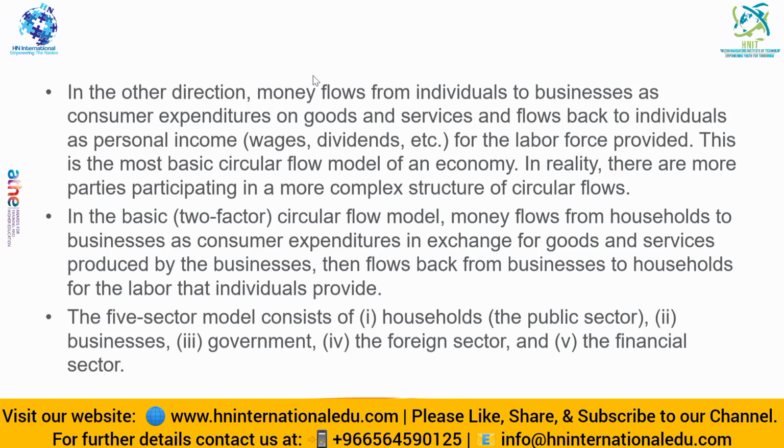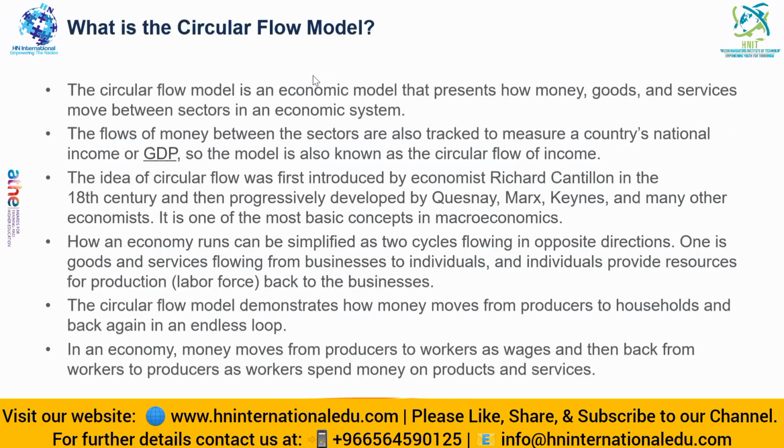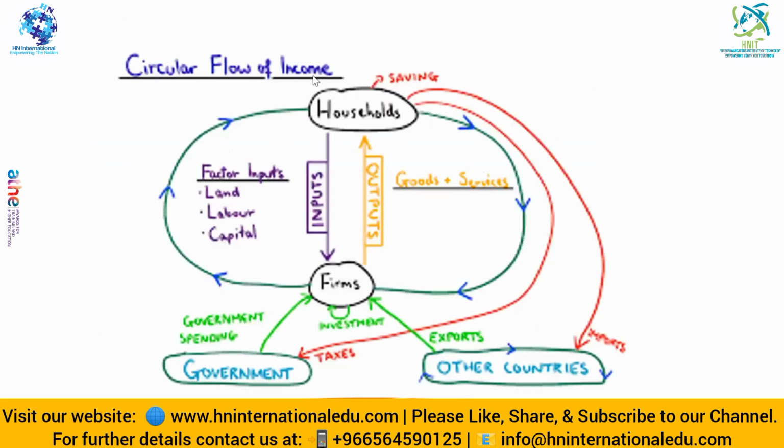Basically, there are five sector models, in which the first one is the household, the second one is the business, the third one is the government, then the foreign sector and the financial sector. Like before, we discussed this example, right? The household is actually a single sector. But when we combine it with the firms, it becomes a two sector model, that is, from household to firm, firm to household.